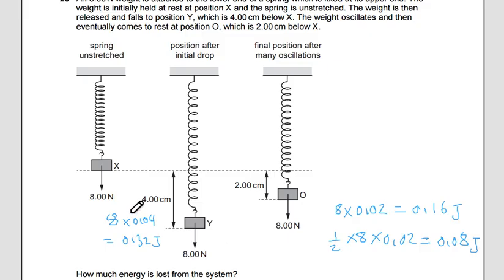Okay, so again we have a decrease in GPE, in the elastic energy store, and after that some remains in the elastic energy store, some goes to the GPE store, and if we add these two and subtract them from the original store, we will get the lost energy. This gives 0.08 joule.